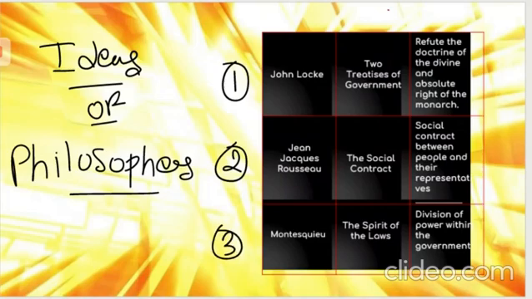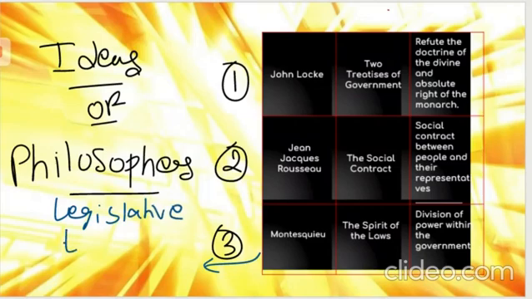The third philosopher was Montesquieu, who wrote the book The Spirit of Laws. What does The Spirit of Laws say? He gave a division of power within the government between the legislative, executive, and judiciary. In his book, he said that the government should be divided with power. There should be like a federal system: there should be a legislative assembly, then an executive, and then a judiciary.